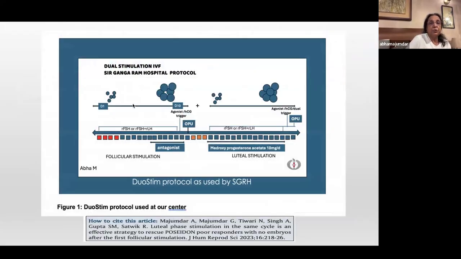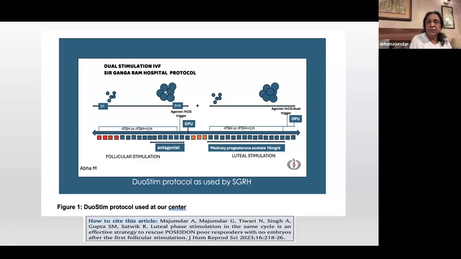This is the duostim which we do at our center. This is the dual stimulation we do at our center, where we start FSH alone or FSH with LH till the dominant follicle is formed. We give an agonist or HCG trigger, whichever, and we do an OPU, and then we wait. We used to wait for 3 days, but now we wait for 5 days till we know the result of the previous cycle oocyte pickup.